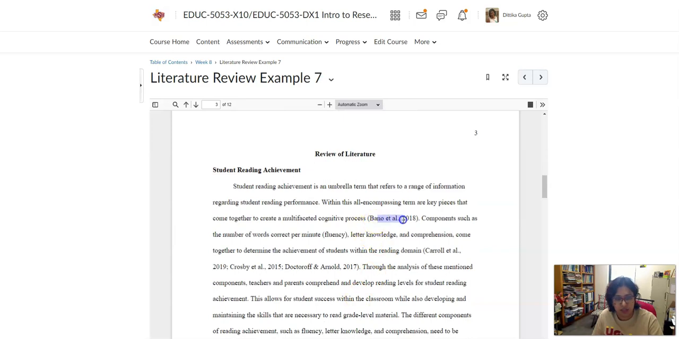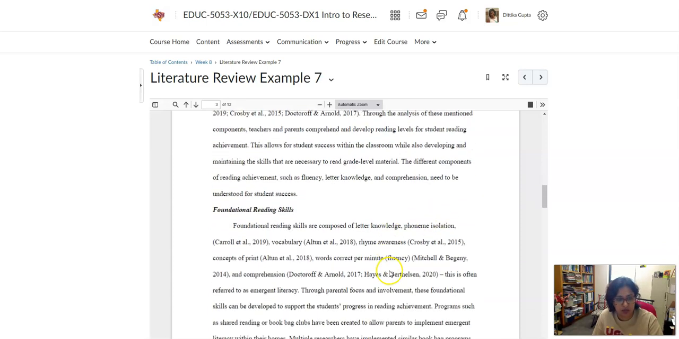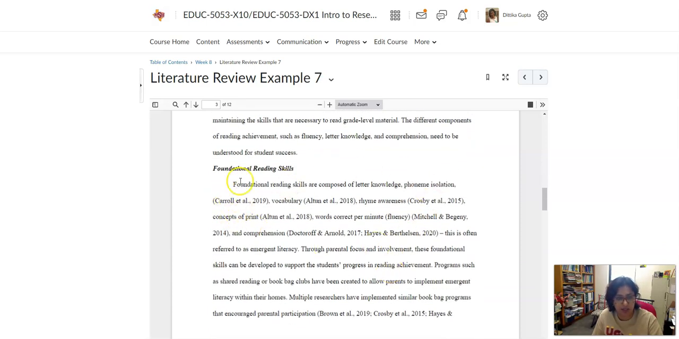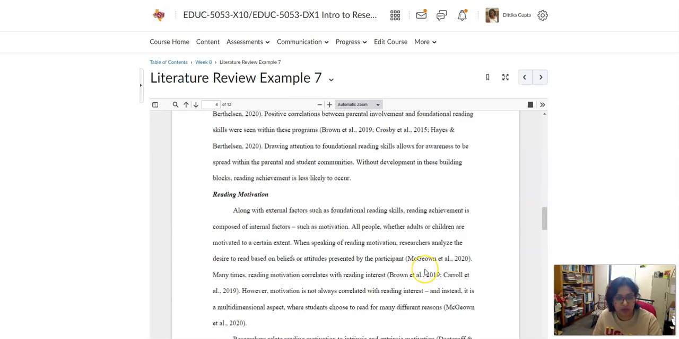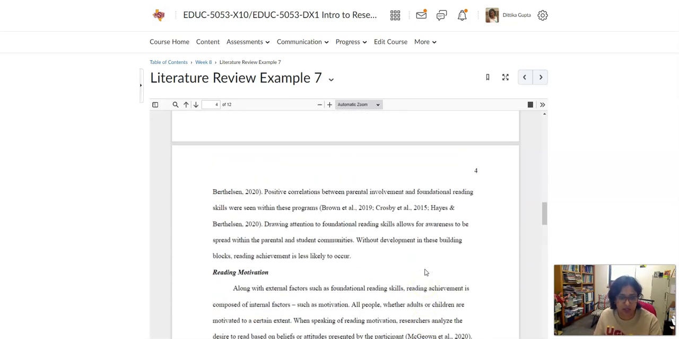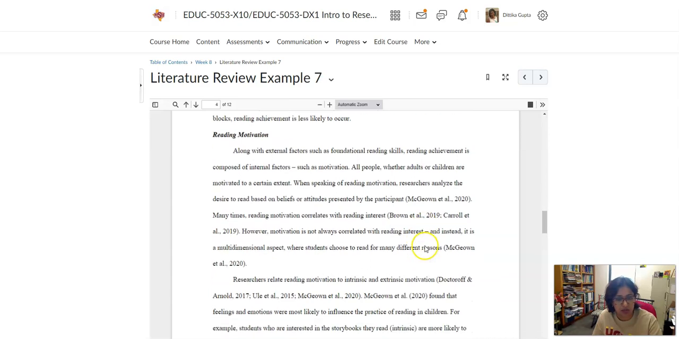Okay, so if you see, this one is one article, then these all have talked about this stuff. So like over here, look at this. She's talking about foundational skills, but she has this one, vocabulary from here, rhyme awareness is from here, concepts of print is from here, comprehension is from here. So all of those are summarized together. Okay, when I say summarize, I mean synthesize together. I'm sorry, I keep saying that.